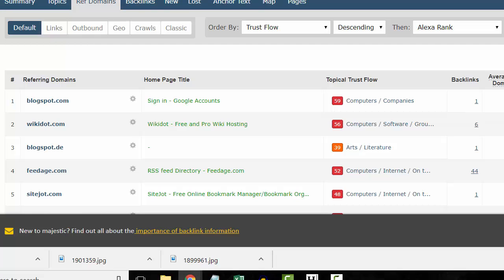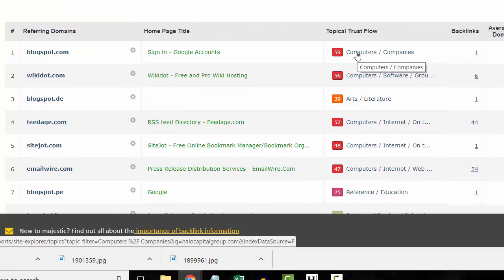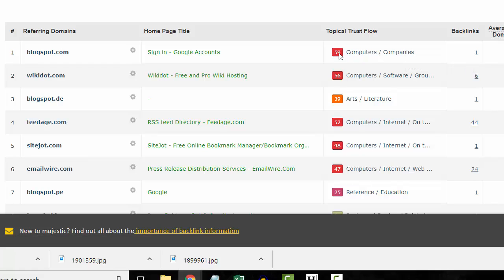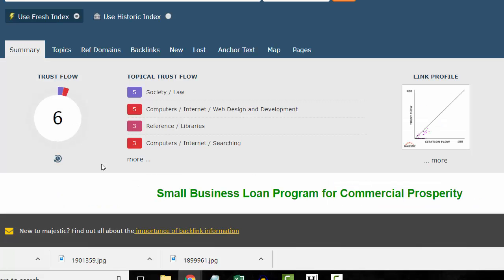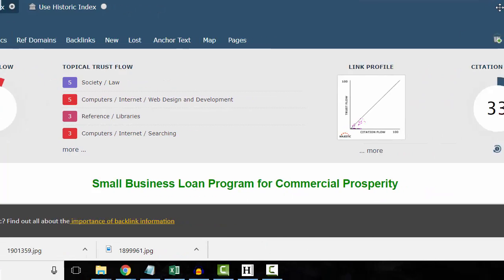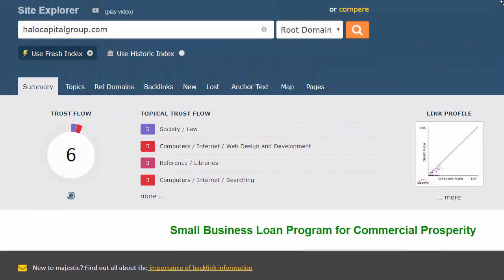All right, so I'm going to go through, and what is this? Remember, this client is a small business loans site. So I am going to look at the topical trust flow. Now look at this. Their best link is about computers and companies. That's not a very good trust flow. If you recall, we go back. Look how their trust flow is. Well, it was 7. It just went down. Their citation flow is 33. Their trust flow is 6. So this isn't a real healthy site.